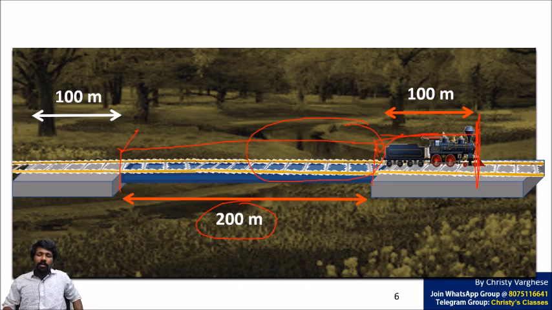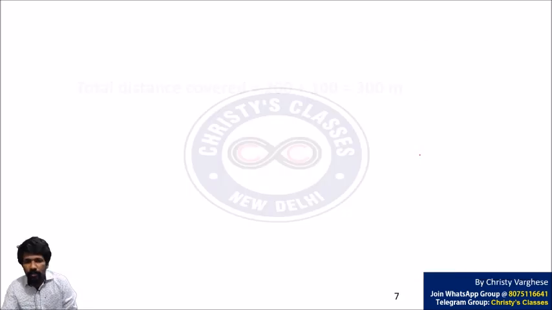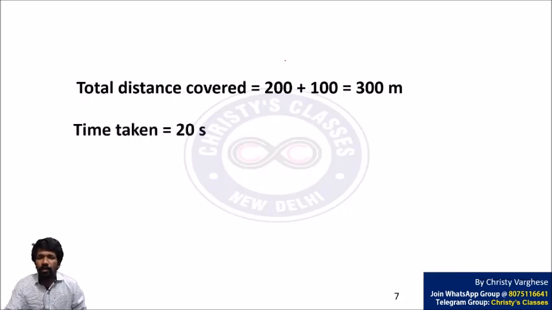For example, I will tell a hypothetical situation. When the bridge is broken, for the train to be safe, the train should cross the bridge. Cross the bridge means no part of the train should be on the bridge. That means total length should be crossed. That is the meaning. So that is why the total distance to be covered is 200 plus 100, train length plus bridge length, 300 meter. Time taken is 20 seconds.